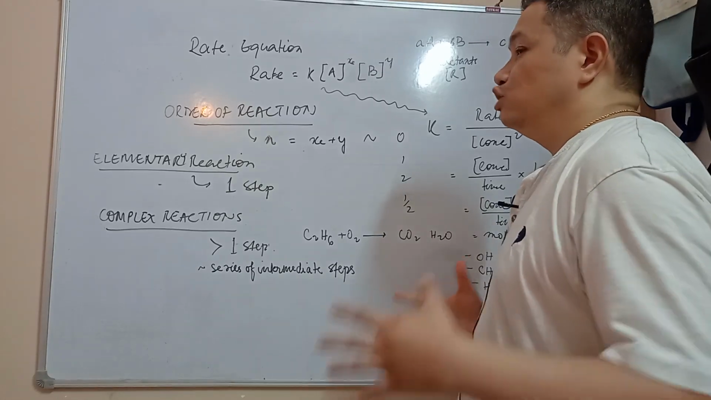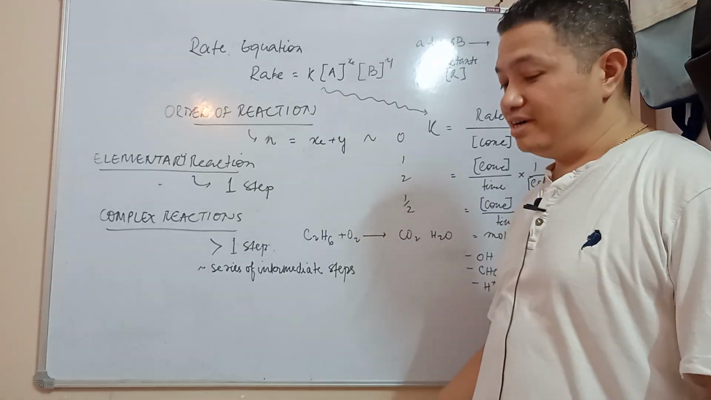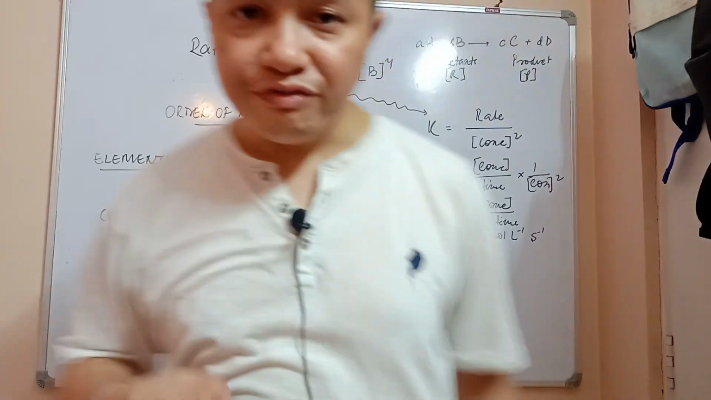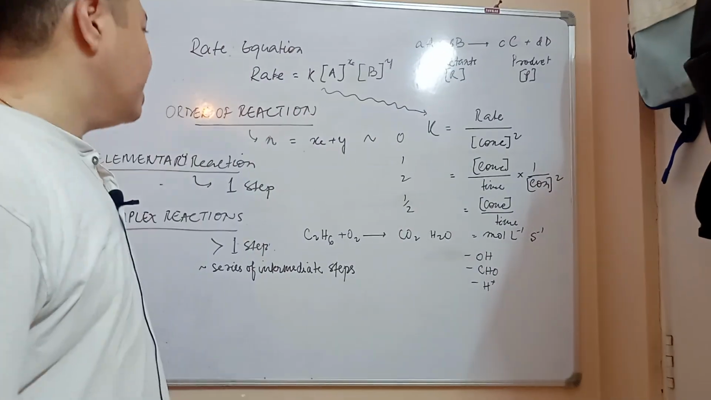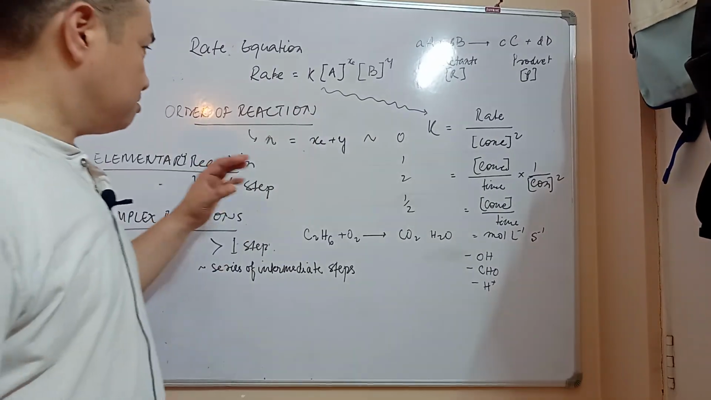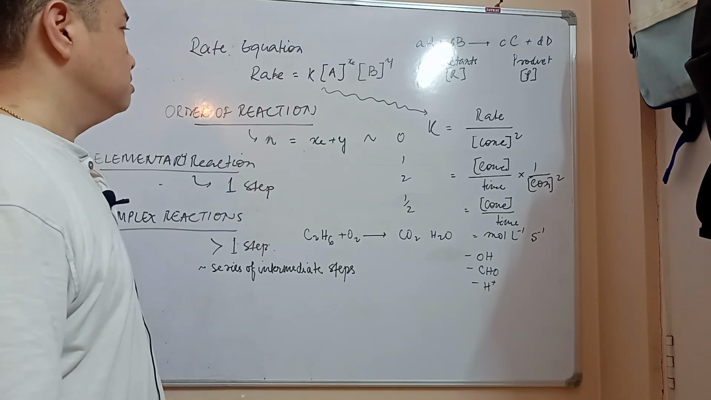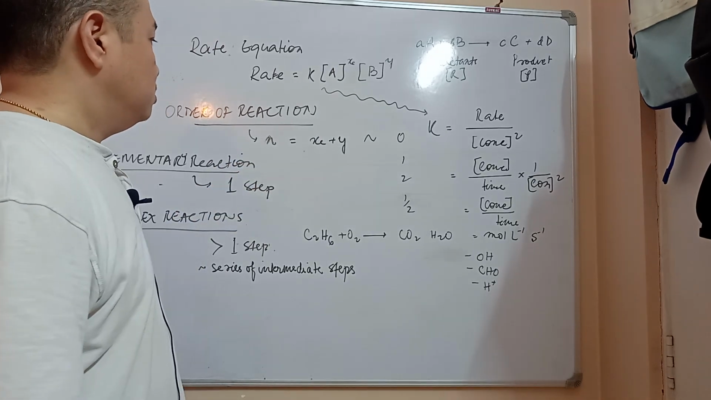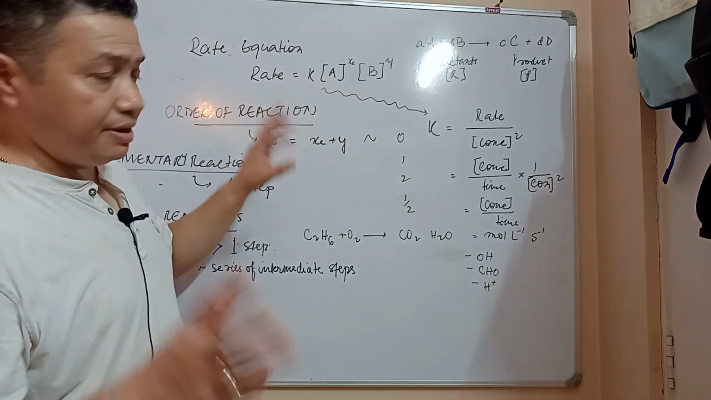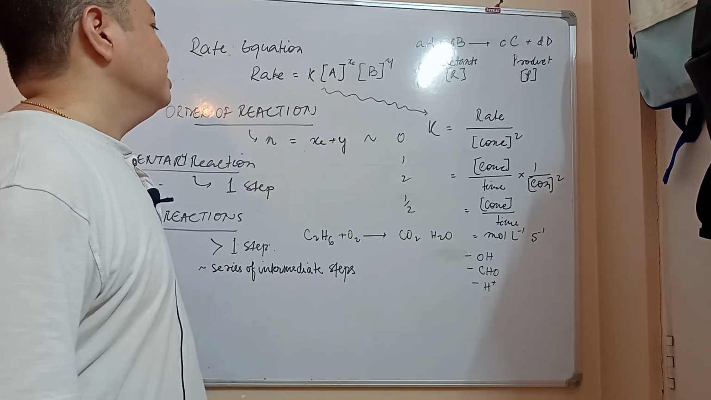Now, the main topic that we are learning today is what we mean by order of a reaction. What is the order of a reaction? The order of reaction is represented by n. How do we calculate it?